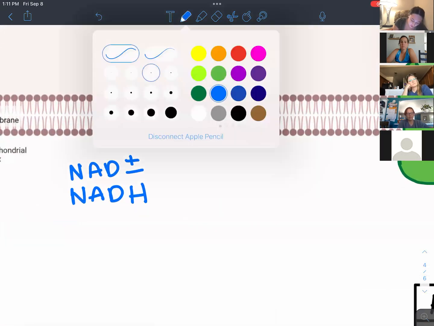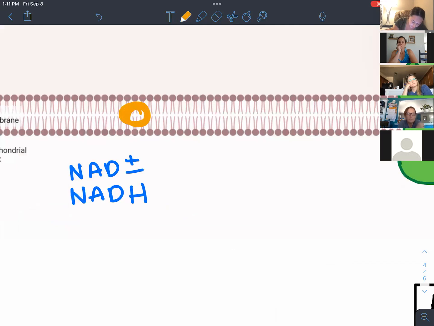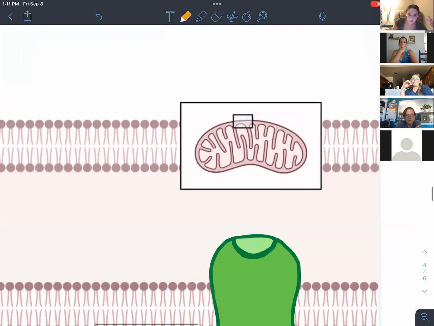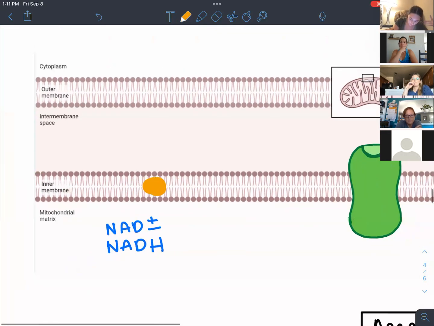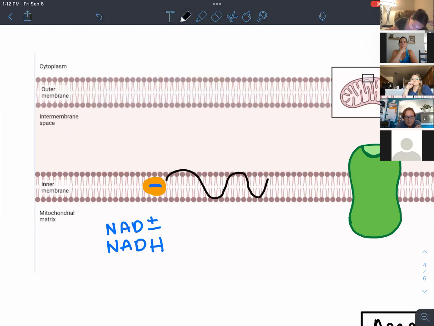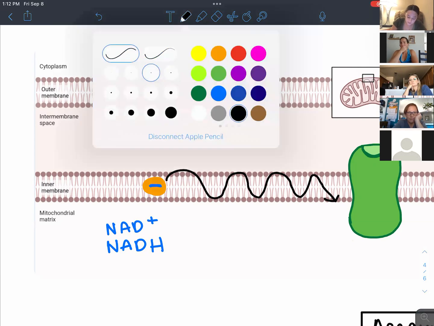Okay. So he's going to drop off his electron to a carrier molecule that's in this inner membrane of the mitochondrial cristae. And so when he drops off his hydrogen here, this hydrogen is going to be transported through this membrane. And I'm not hydrogen, electron. I'm sorry. The electron is going to be transported through the membrane. The electron is negatively charged, so what is it going to attract? Positively charged ions.